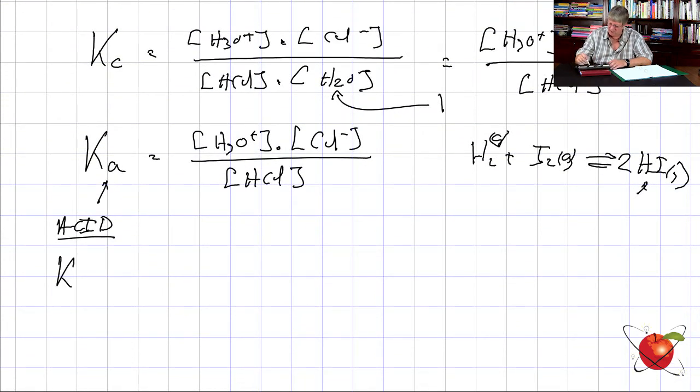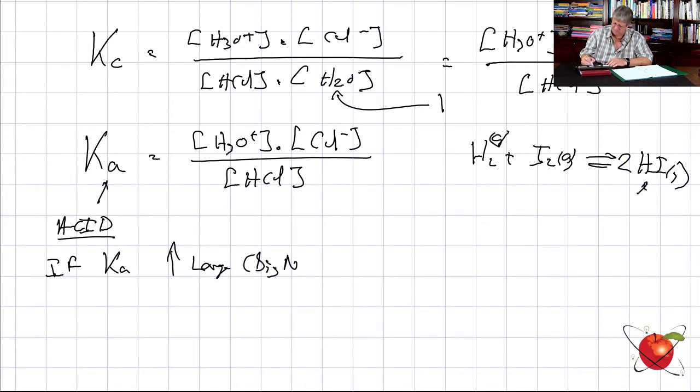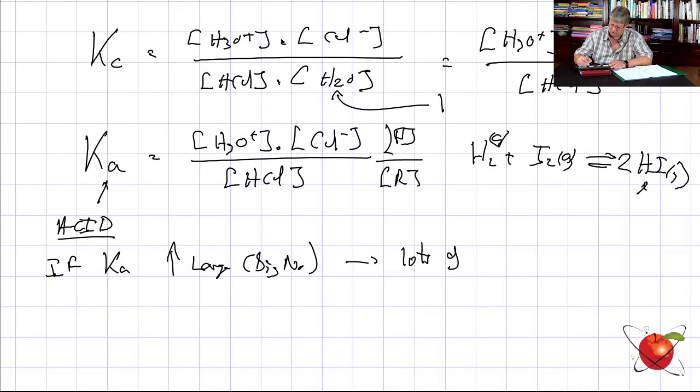Let me ask you, if Ka is large, a big number, what does it mean? It means lots of product, because this is concentration of product over concentration of reactant, isn't it? Can you see? It's always easier when you just do the product and reactant, or the forward and reverse, in all of this equilibrium chemistry. It just makes it tidier, and we don't miss anything. Lots of product.